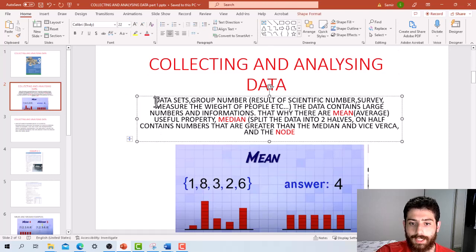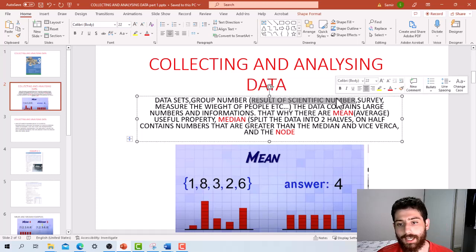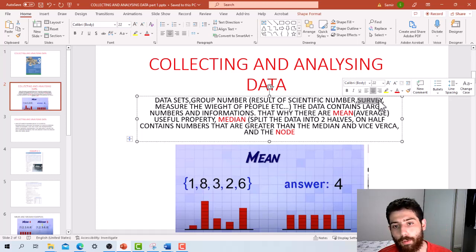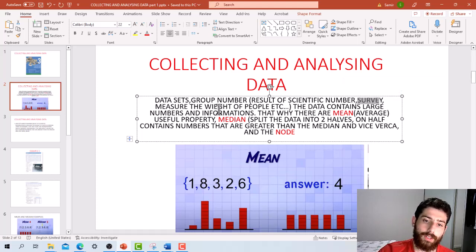So a data set is a group of numbers. It could be the result of a scientific experiment, for example, students' grades in physics in grade 9. It could be a survey, for example, the population in Australia or the population in the USA, and comparison. It could also be measuring weight. Those are only examples. Say we have a class of 30 students, we can collect data about the weight of every student. So it's data we can get in everyday life.